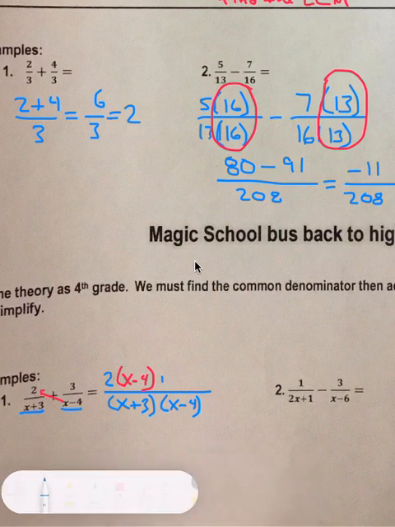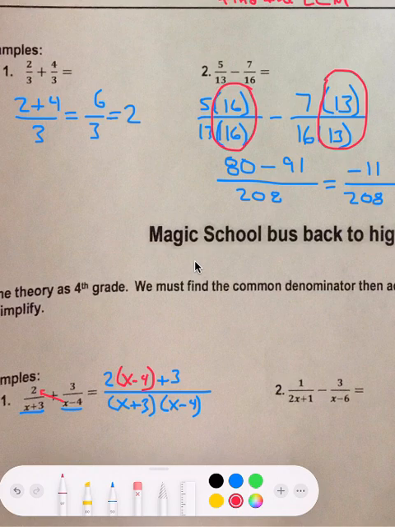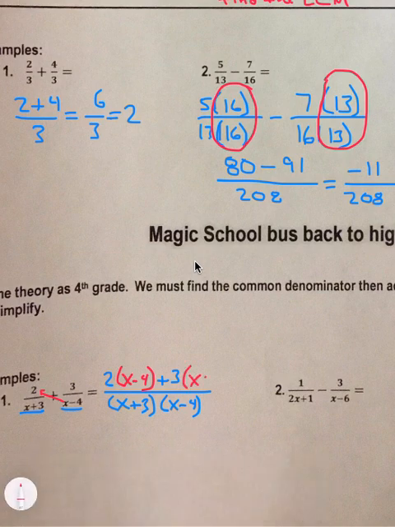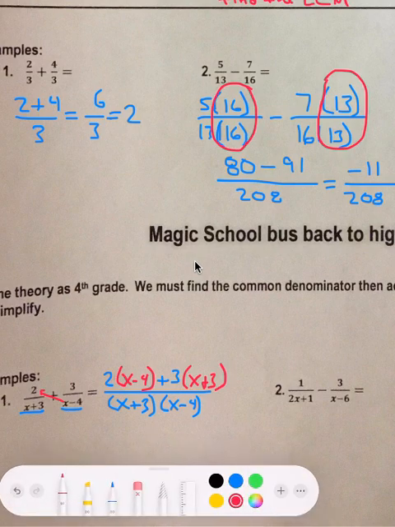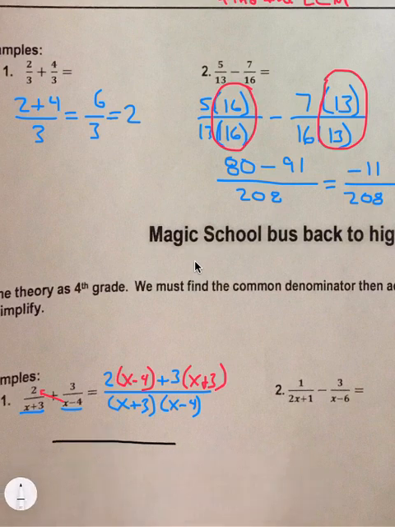And then if you ask yourself, what is the 3? What do I have to multiply it by? You have to multiply it by x plus 3, the other factor. And so then, when we're solving, we get 2 times x minus 4, which is 2x minus 8, plus 3 times x plus 3, so that's plus 3x plus 9, all over x plus 3 times x minus 4, which we're just going to leave like that.